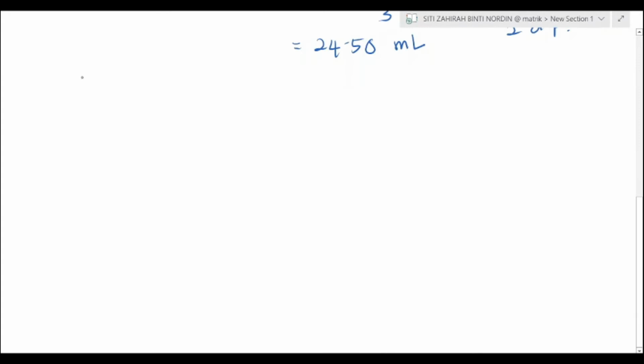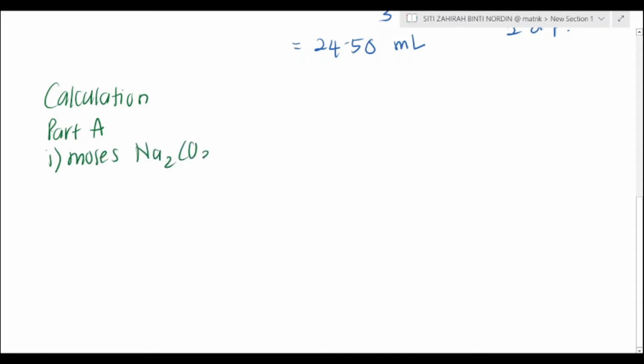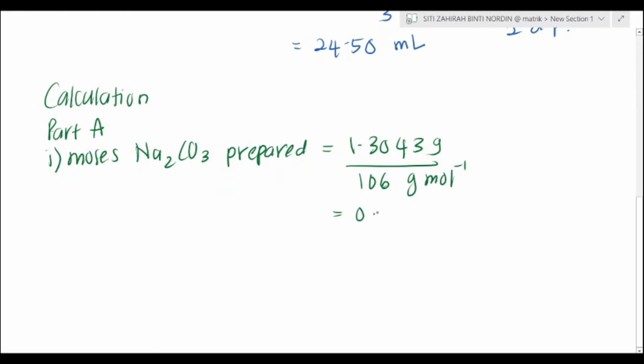The next part is calculation. For part A, first, you need to find the moles of sodium carbonate prepared, and that would be the mass of your sodium carbonate divided by the molar mass, which is 106 gram per mole. So the mole would be 0.0123 mole.